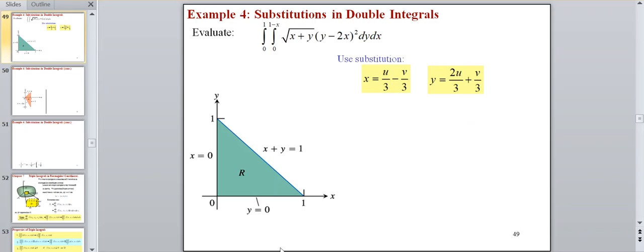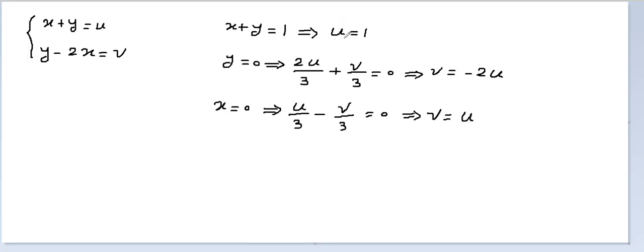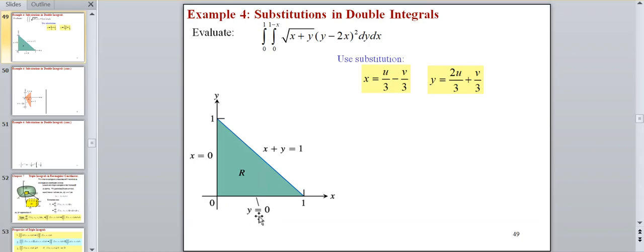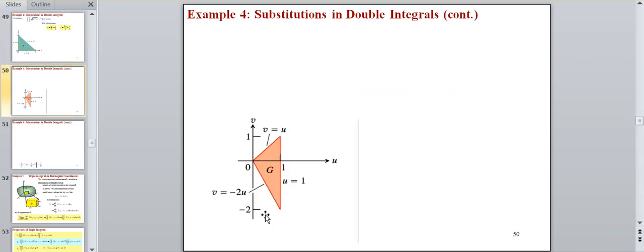Now look at this page. You try to sketch these three equations in the two-dimensional space represented by UV. It means we have three lines: 1, 2, 3. These are lines in the UV plane: u equals 1, v equals u, v equals minus 2u. So this is how we obtain the region G.